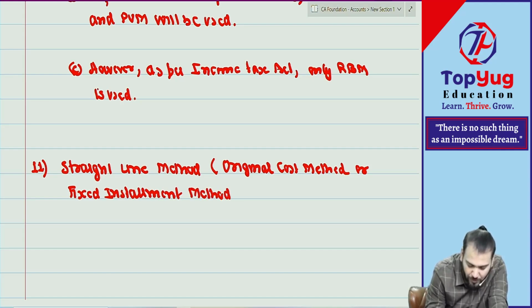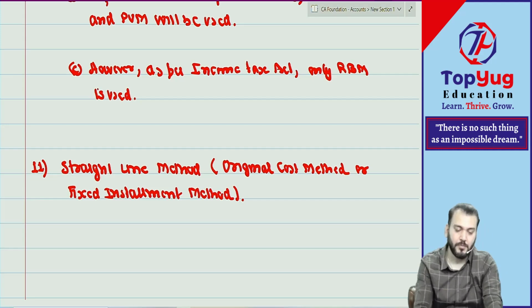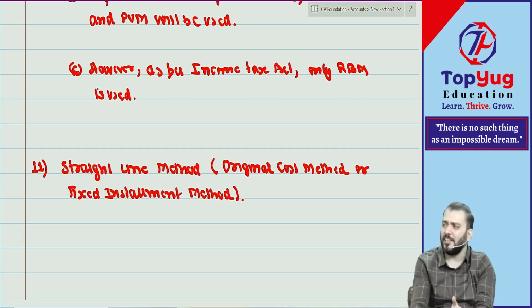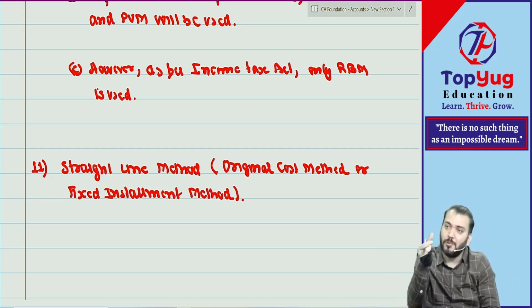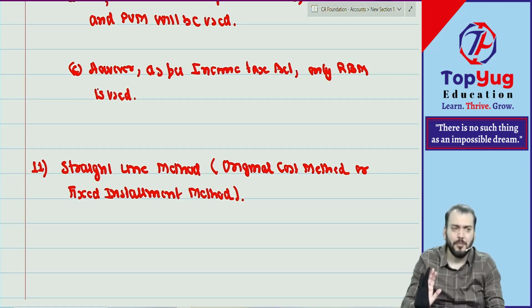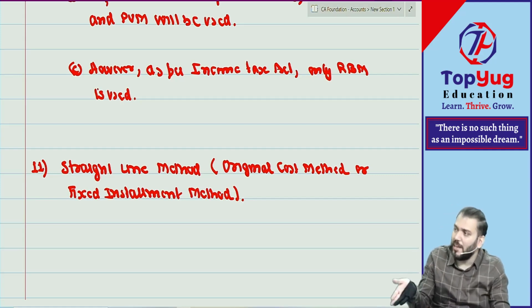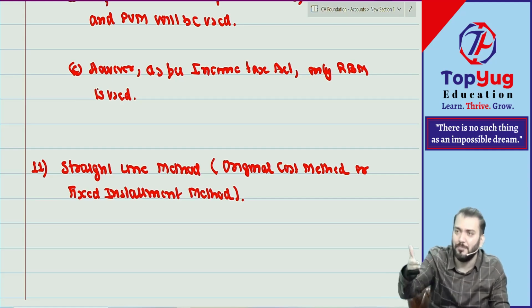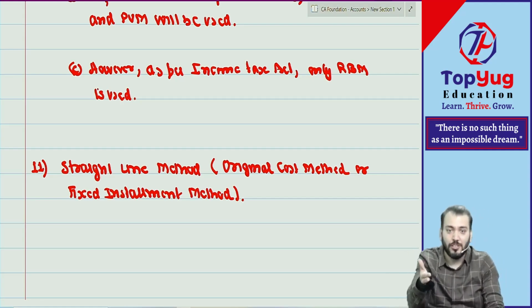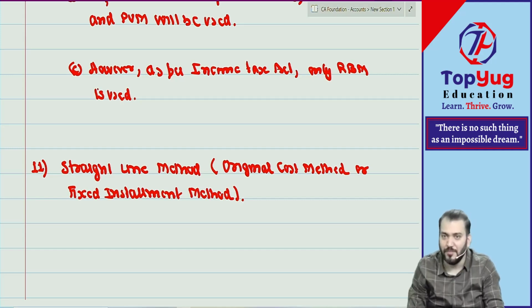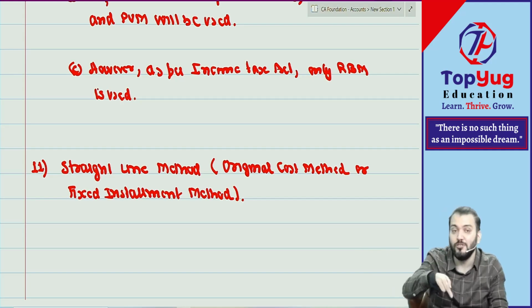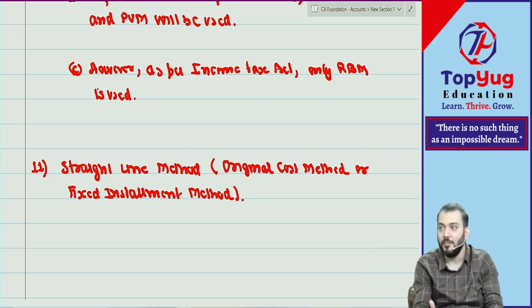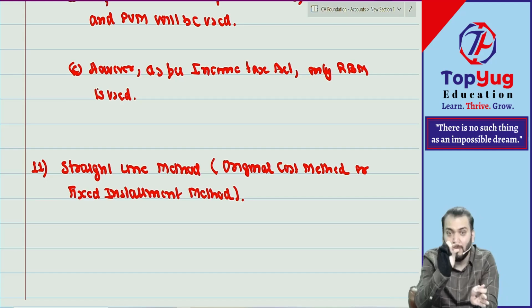Fixed installment method. As per this method, depreciation will be the same throughout the useful life, meaning the amount of depreciation will remain the same. Can I say that if the economic benefit to be generated from the asset is the same, because we will use the asset and generate economic benefit, then if the economic benefit is the same throughout the useful life, we should use which method? SLM method, because in SLM the depreciation will be the same throughout the years.